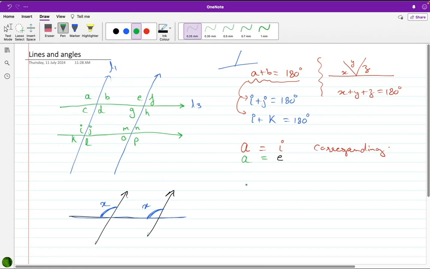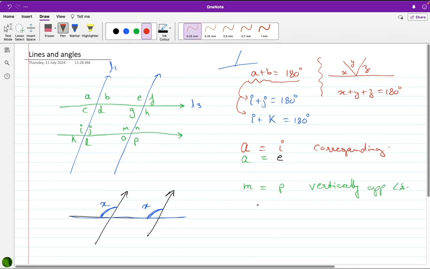Okay, the relation between M and P. M and P, yep, they would be equal, wouldn't they? They will be equal. Vertically opposite angles.